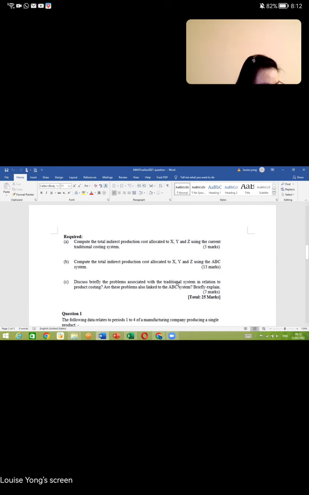The problem of traditional, of course, is that the indirect cost here uses an arbitrary basis, meaning it uses a volume-based cost driver that is arbitrary. So the computation of your cost here has a high chance of error. You have to explain this. Later on, I will give you the suggested answer. So first, A: compute the indirect production cost.